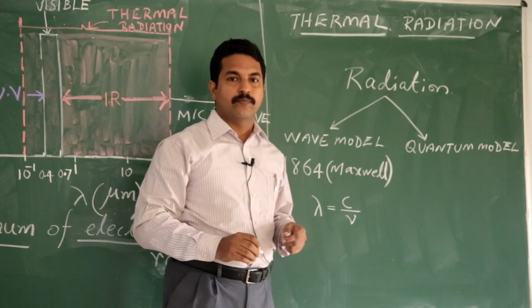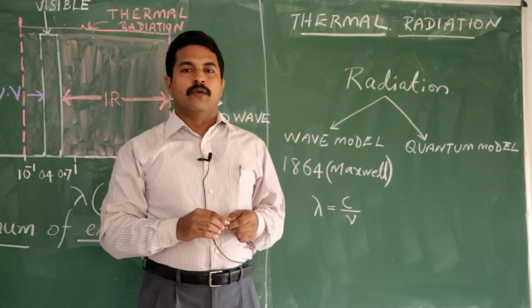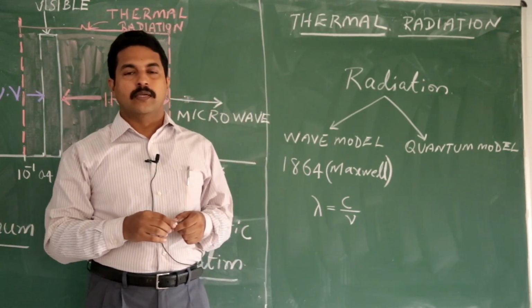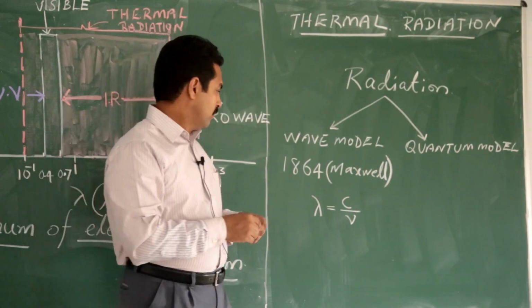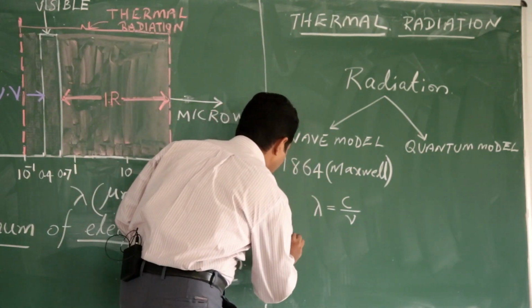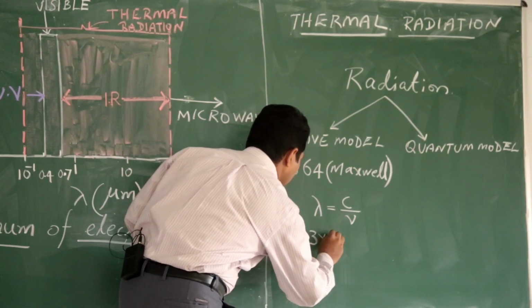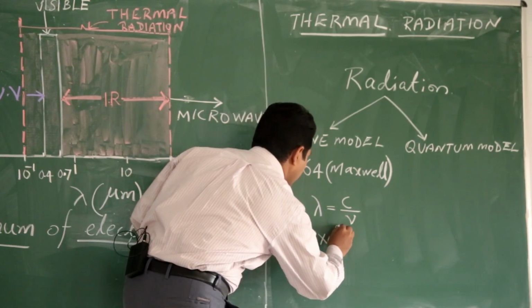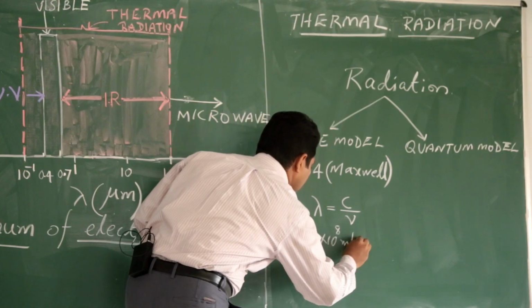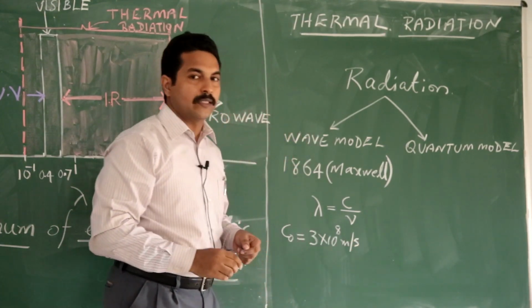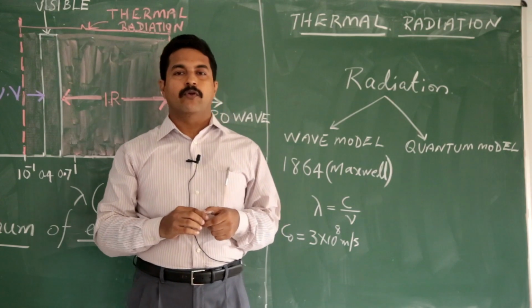What is this c? c is the velocity of light in the medium. We all know that c naught, the value is 3 into 10 to the power of 8 meter per second. That is the velocity of light in vacuum.